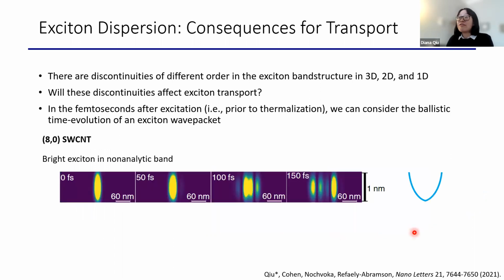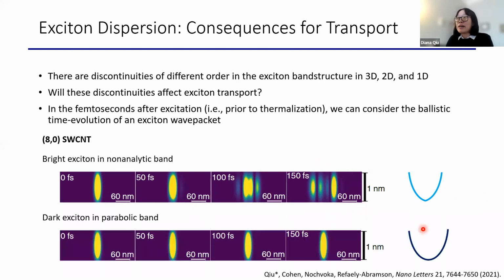And finally, for the single-walled carbon nanotube, again, we see that the non-analytic dispersion at the gamma point gives rise to some interesting nodal structure in the time evolution of the exciton wave packet for this dipole allowed exciton. But again, on this short 100 femtosecond time scale, the parabolic exciton is again essentially non-dispersive.